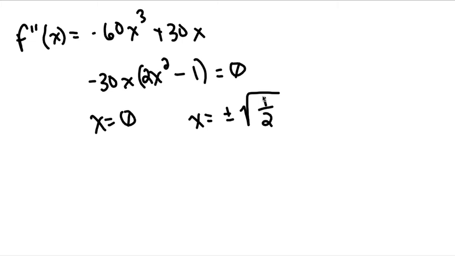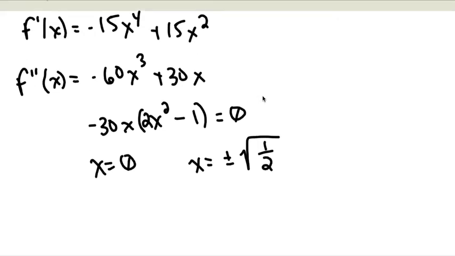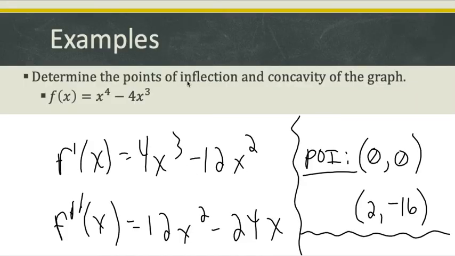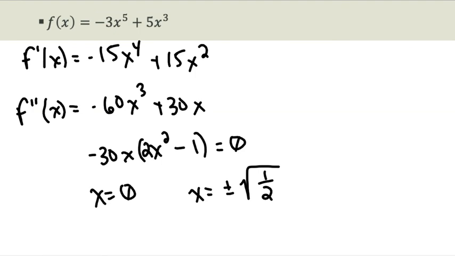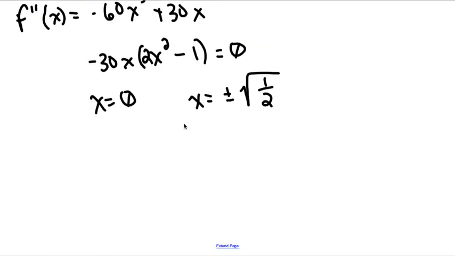Okay, you can write that multiple ways. Square root of 1/2 like this, 1 over square root of 2, square root of 2 over 2. It doesn't really matter. Take your pick. All right, so now we're ready for our table. Okay, keep in mind what we're looking for here. Points of inflection and the concavity. So let's go ahead now and make up our table.